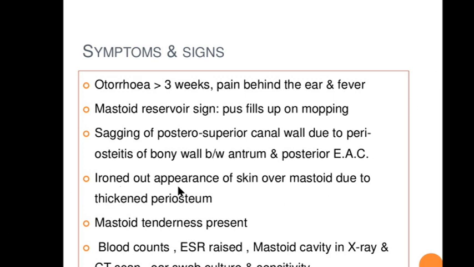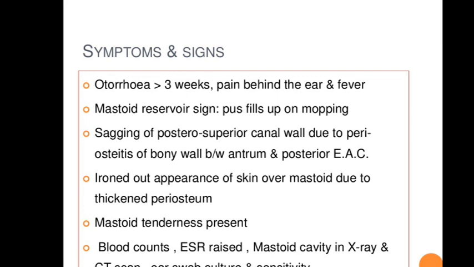Now, ironed out appearance of skin over mastoid. Again, this is a very important sign of mastoiditis. Normally, the skin over the mastoid, if you see, it is not smooth, it is rugged. You keep your finger over your mastoid. Right now you keep it and then you try to press, just roll your fingers over your mastoid.